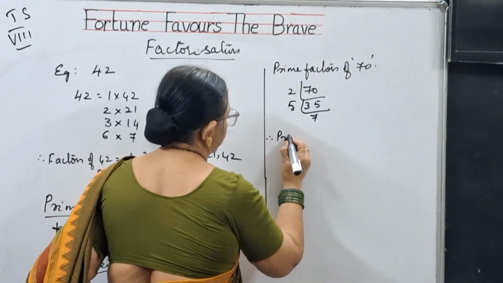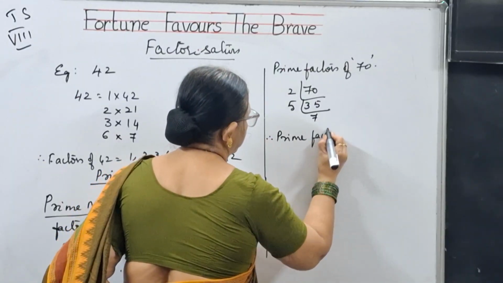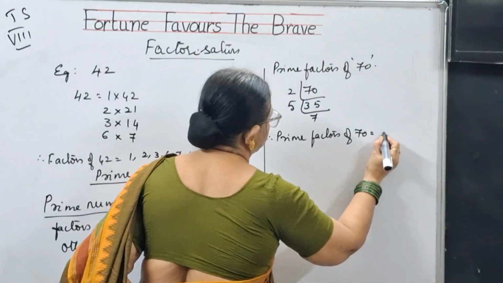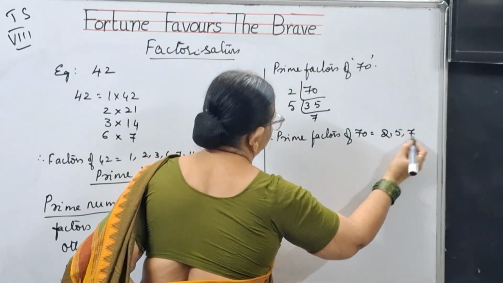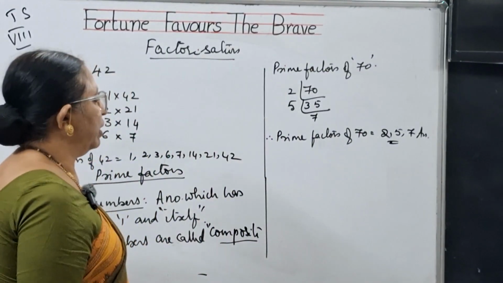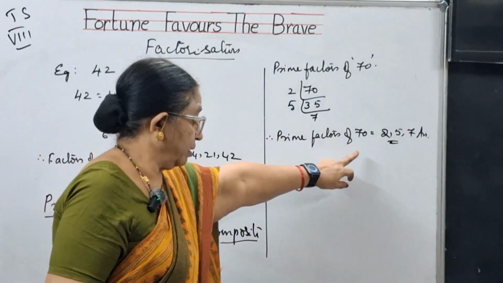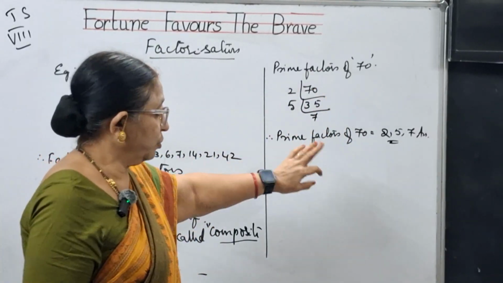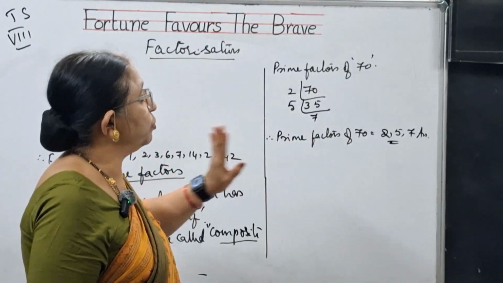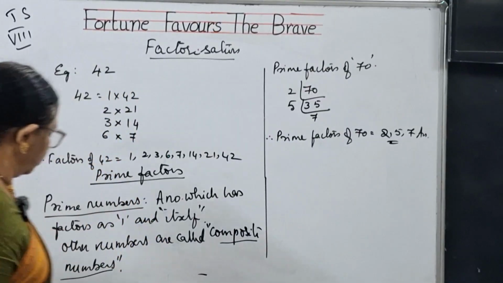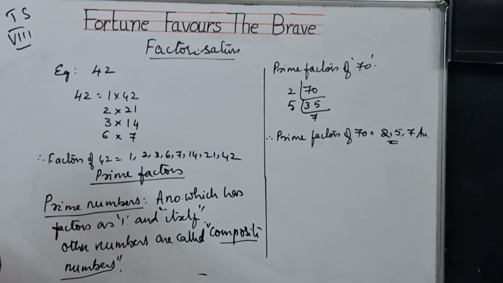Therefore, prime factors of 70 are what? 2, 5, 7. This is the answer, children. Prime factors means you don't take 1, because 1 is neither prime nor composite. So we don't consider 1. Right from 2 we are going to start, and you should write only prime numbers here to solve the problem. I hope I am clear, children. Please note it down, then we will go to do these sums.